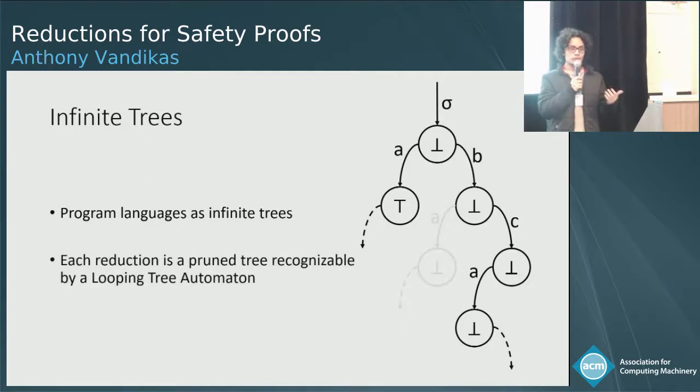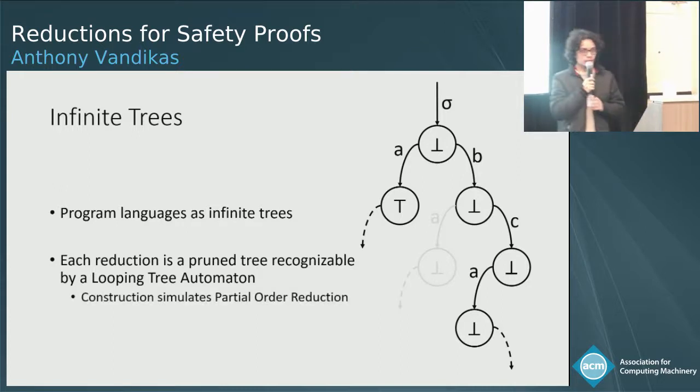If we view programs as infinite trees, we can view reductions as pruned trees, because reductions are just programs with missing traces. And we can represent a set of these using automata theoretic means. Specifically, we use looping tree automata. I won't go into the details of the specific construction we use to represent the set of reductions, but essentially it simulates partial order reduction over infinite trees.